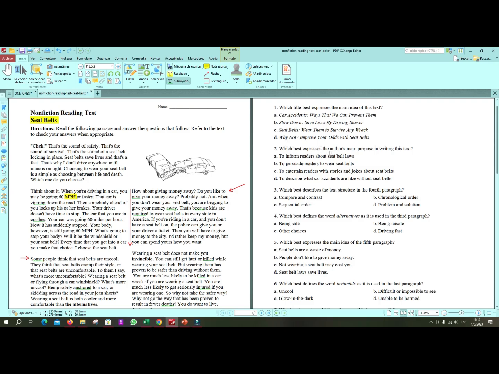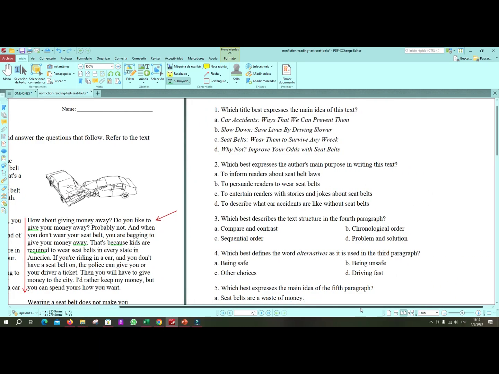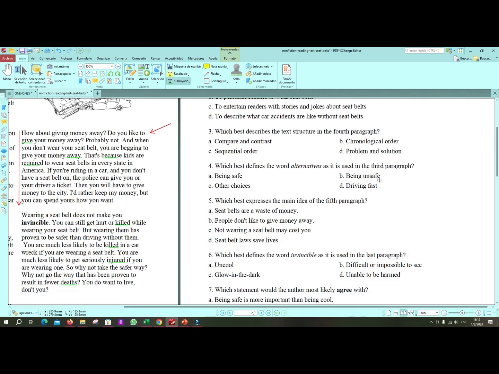Which best expresses the author's main purpose in writing this text? So also you're going to read about it and answer. 3. Which best describes the text structure in the fourth paragraph? Comparing contrast, sequential order, chronological order, or problem and solution, right? 4. Which best defines the word alternatives as it is used in the third paragraph? Being safe, there are 4 options there, right?